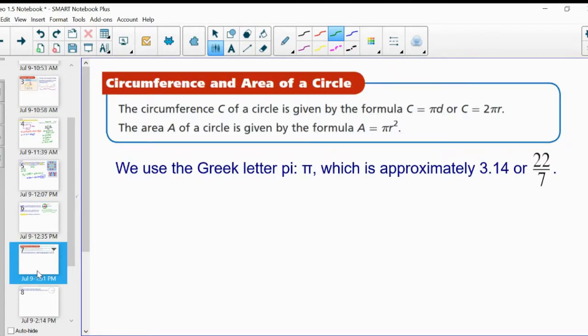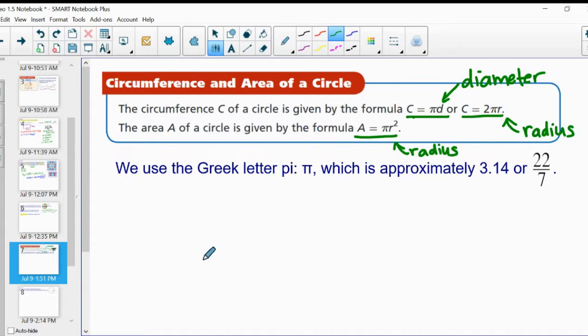Now if you flip your notes over, we'll look at the formulas. This is where you need to know either the diameter or the radius to be able to find the circumference and the area. Circumference you can define as either C equals pi times d, where d stands for diameter, or as C equals 2 pi r, where r is the radius. And the area of a circle, A equals pi r squared, where r is again the radius.